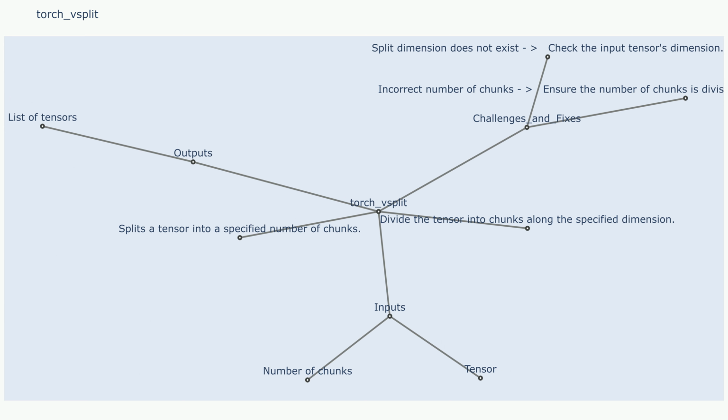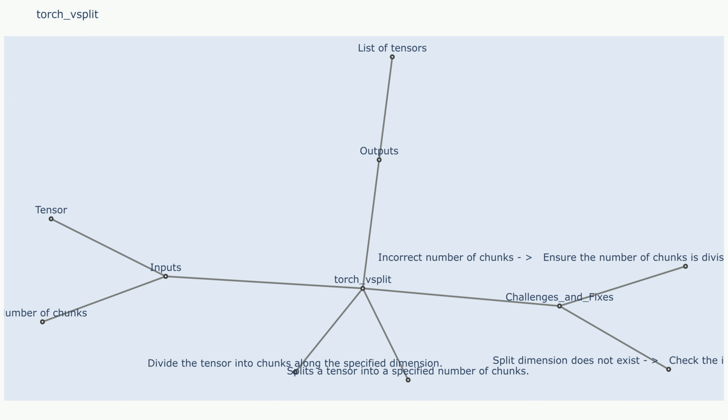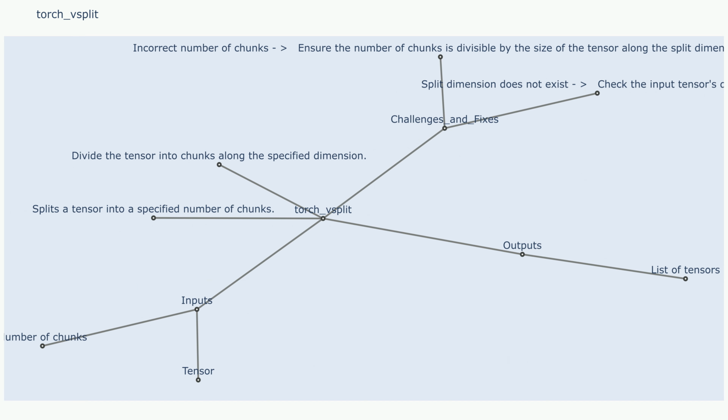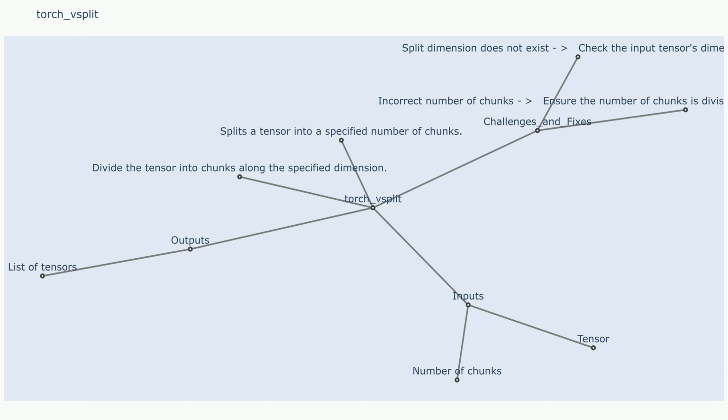The vsplit function is designed for splitting tensors along the vertical axis, dimension 0. If the tensor has more than 2 dimensions, the function will split the tensor along the first dimension only. Sample use case that resulted in challenge 2: splitting a 3-dimensional tensor with dimensions 5, 3, 2 into 2 chunks. Fixes to challenge 2: the function will split the tensor along the first dimension only, resulting in 2 tensors with dimensions 2, 3, 2 and 3, 3, 2, respectively.